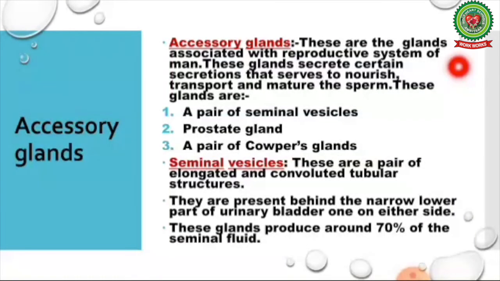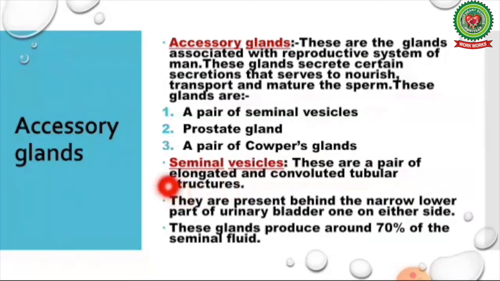Moving on to the accessory glands. Accessory glands are the glands associated with the reproductive system of man. These glands secrete certain secretions that serve to nourish, transport and mature the sperm. These glands are a pair of seminal vesicles, prostate gland, and a pair of Cowper's glands.